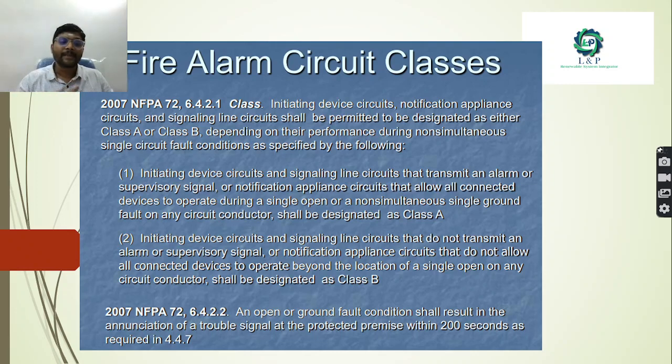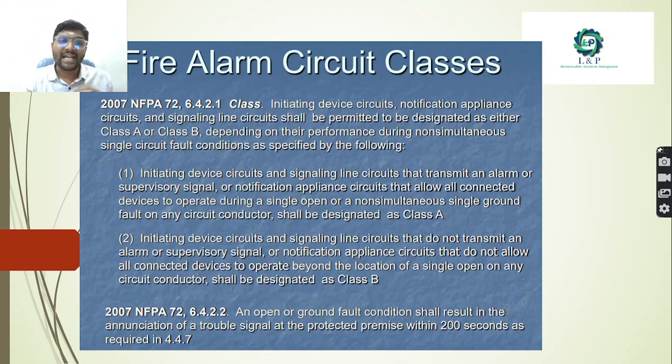Whereas initiating devices and signaling circuits that do not transmit an alarm, supervisory signal, or notification appearance, and do not allow all connected devices to operate beyond the location of a single open on any circuit conductor, will be considered as class B. An open or ground fault condition shall result in annunciation of the trouble signals at the protected premises within 200 seconds.